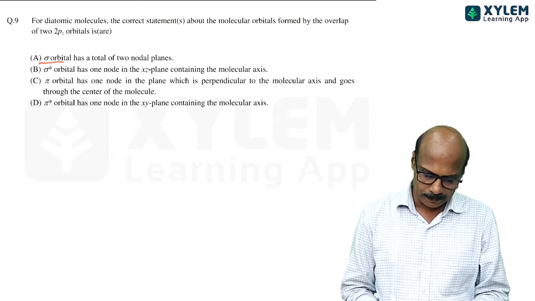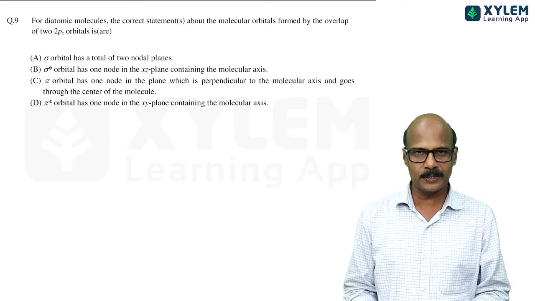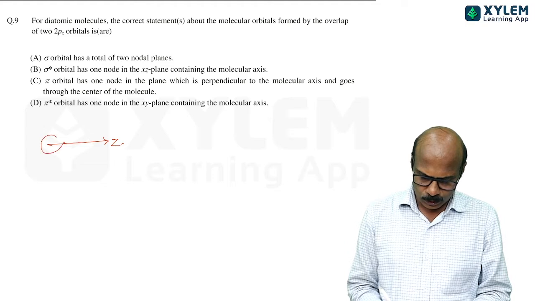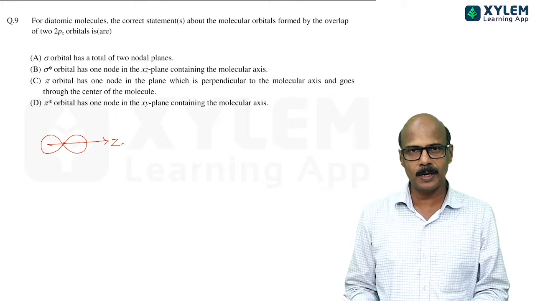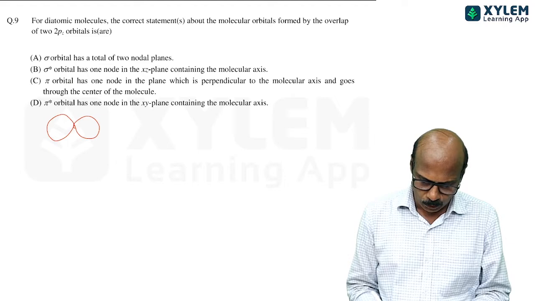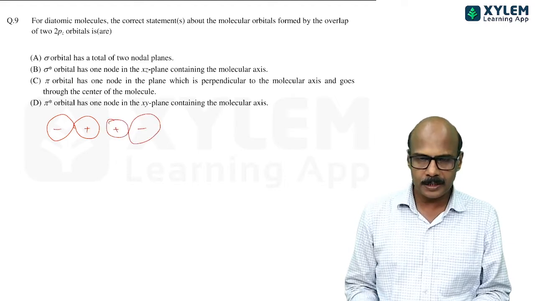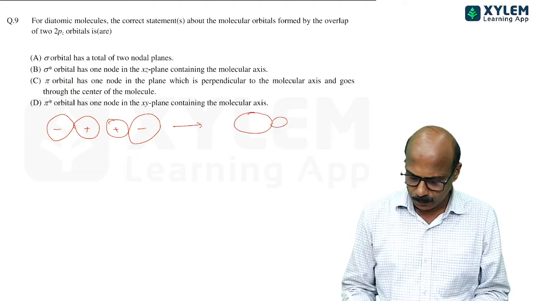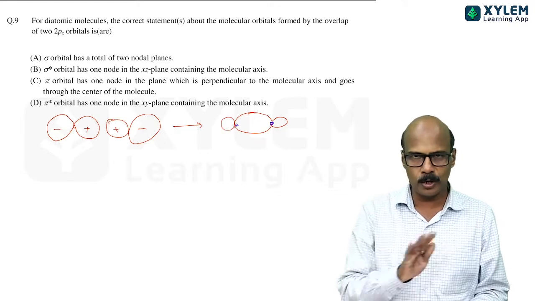First statement: sigma orbital has a total of 2 nodal planes. If you are assuming Z as the molecular axis, clearly you know that sigma 2pz and sigma star 2pz may result. How is the sigma bonding molecular orbital produced? If you are considering the atomic orbital wave functions in this way, there will be constructive interference that may result in a bonding molecular orbital. And in that bonding molecular orbital, no doubt between the nuclei there is no nodal plane.